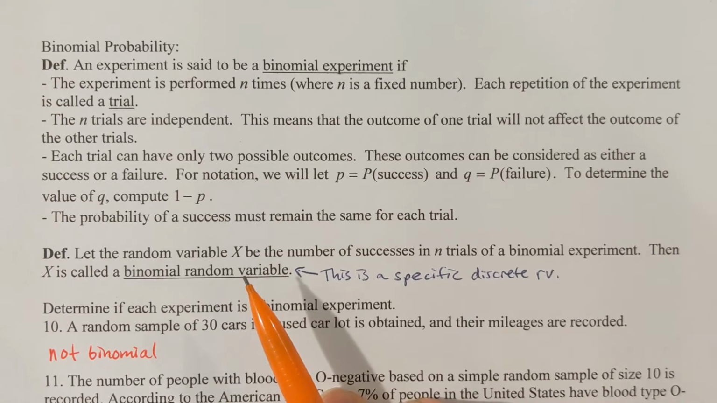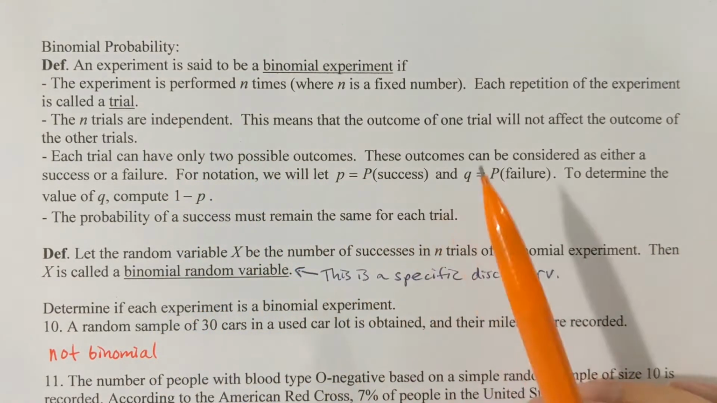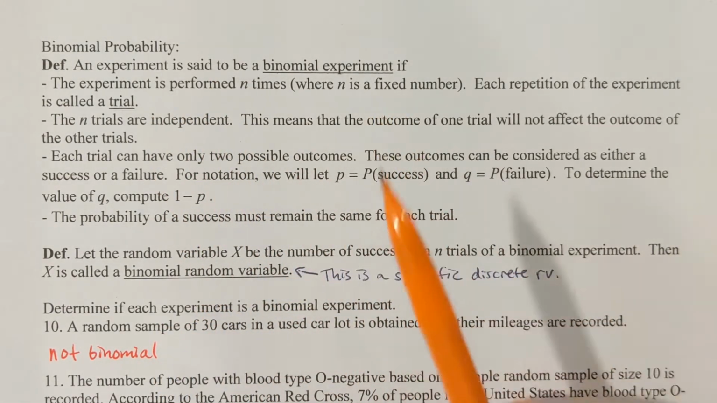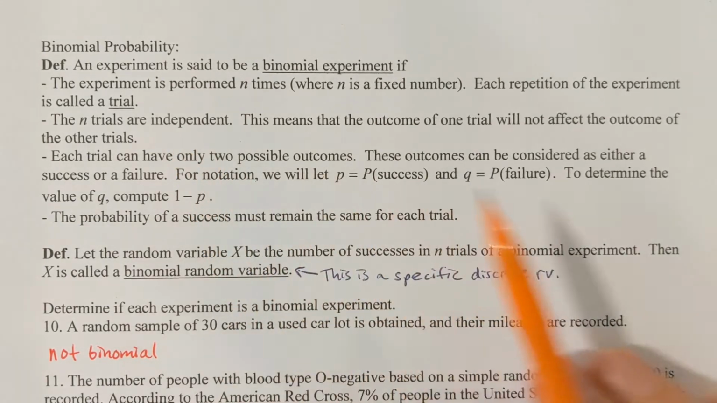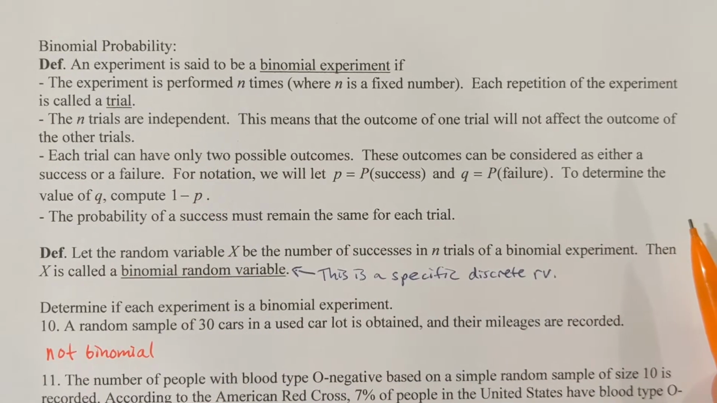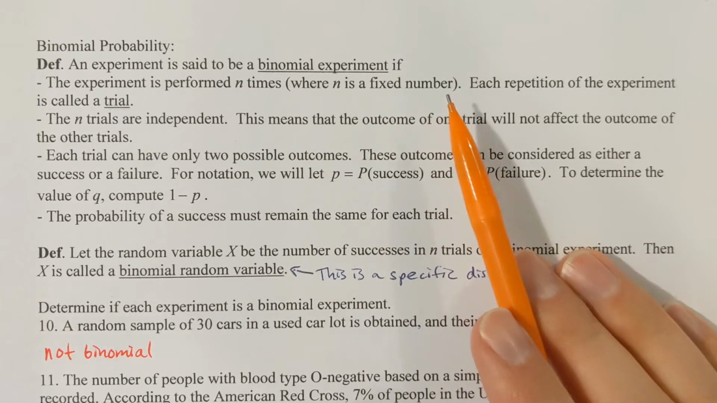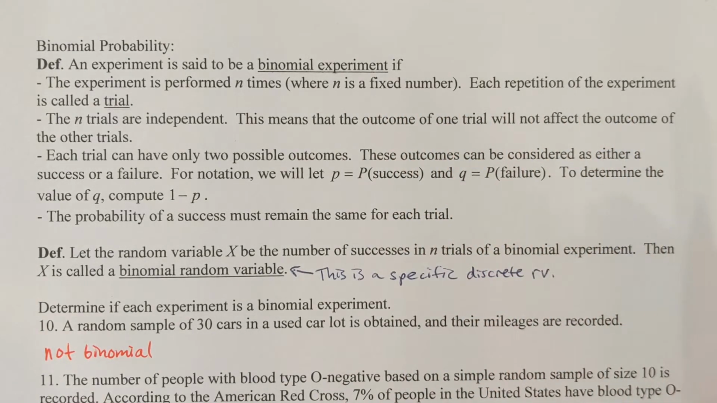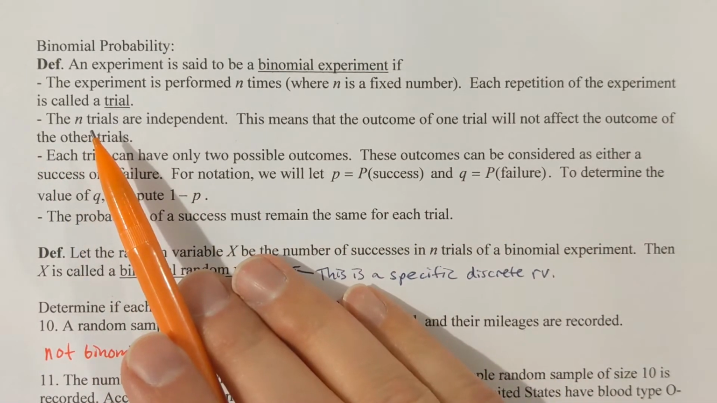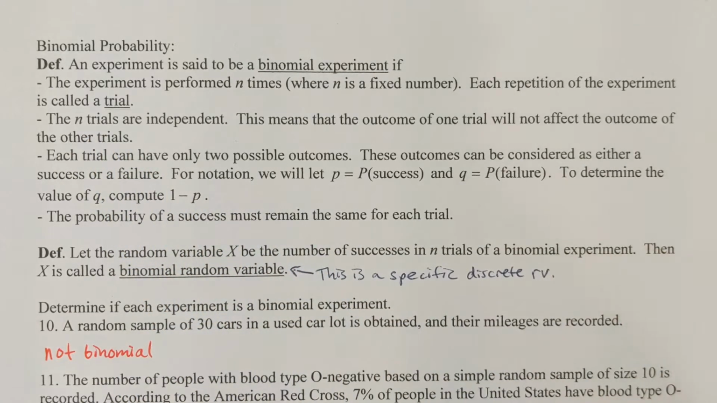Okay. Here's a definition. An experiment is said to be a binomial experiment if four things happen. Item 1, the experiment is performed n times, where n is a fixed number. That's going to be key in one of the problems that I'll be doing shortly. Each repetition of the experiment is called a trial, and that's a term that you'll see. They'll be using trials. The n trials are independent.